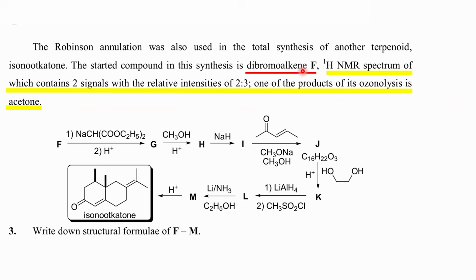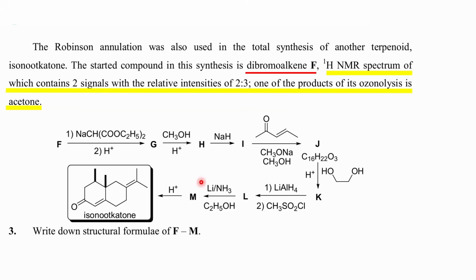So we are going to solve this systematically, right? We see that there's a scheme, and in the preceding part of the scheme, we only have two pieces of information: the fact that F is a dibromoalkene, and then there is some information about the NMR spectrum and also the ozonolysis product that can give us some insight towards the structure of F.